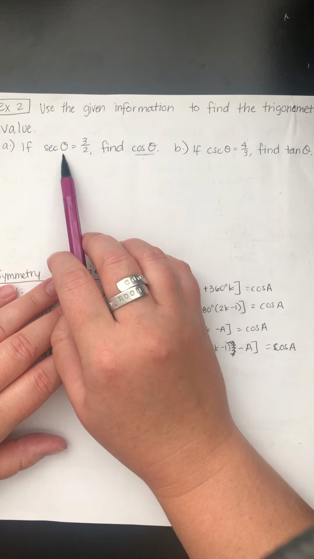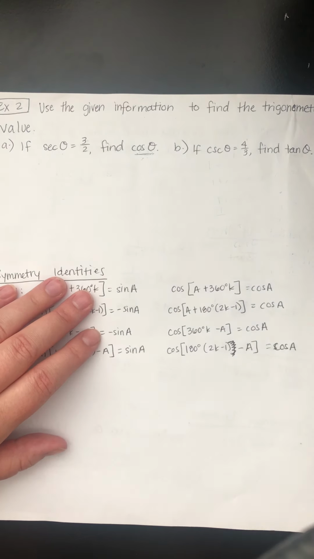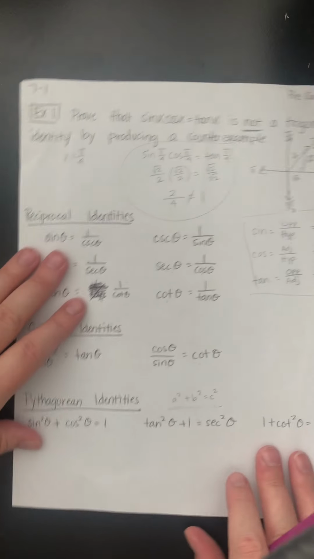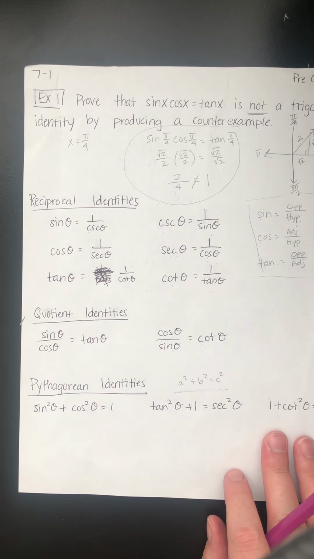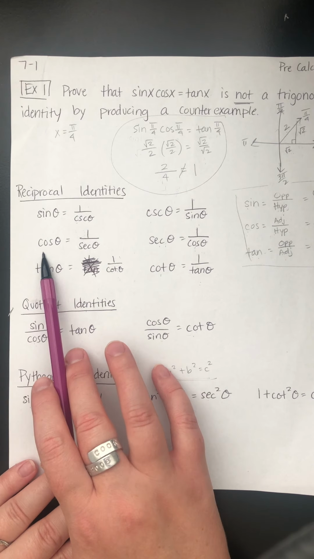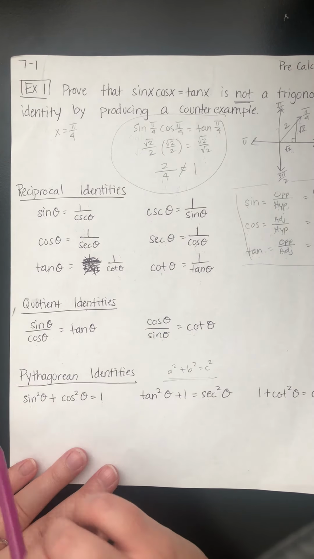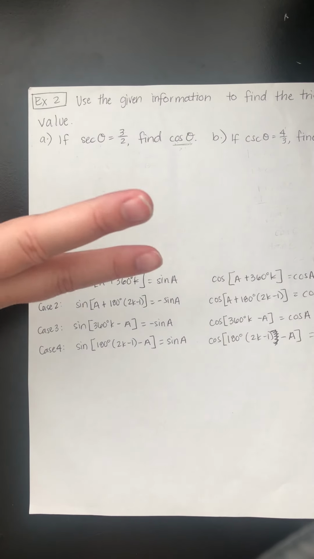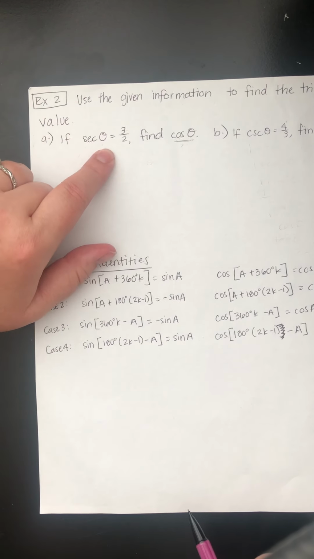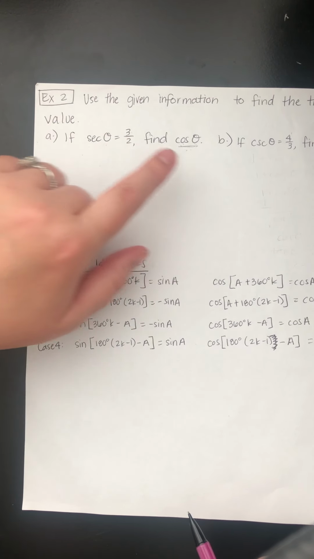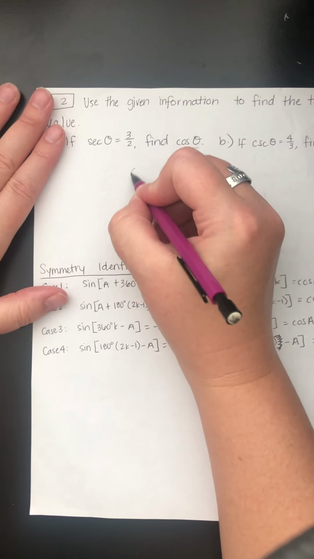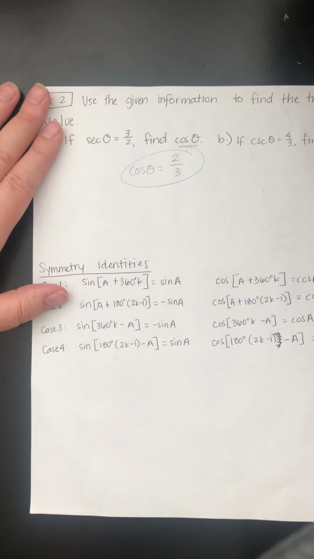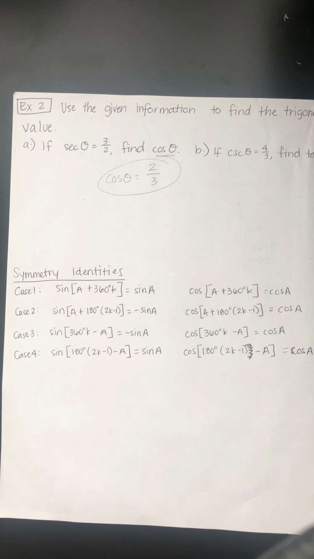If the secant of theta is 3/2, find the cosine. So you want to look at your identities that were given to you and see if you can find secant and cosine together. Sine, cosine, and secant. Okay, they're reciprocal identities. A reciprocal means you're just going to flip the fraction. So if secant is 3/2, then cosine is 2/3. Now, that's the fastest way to do it.